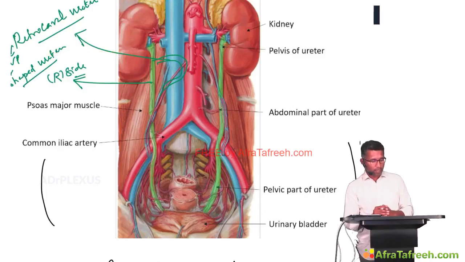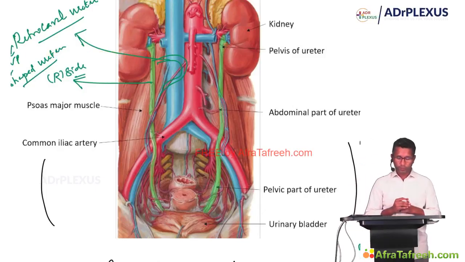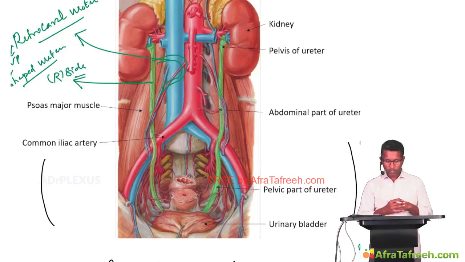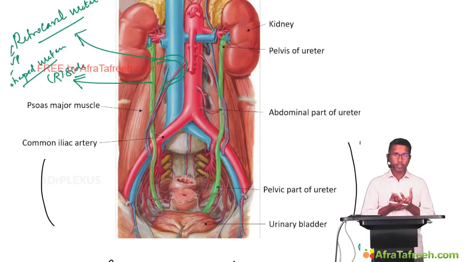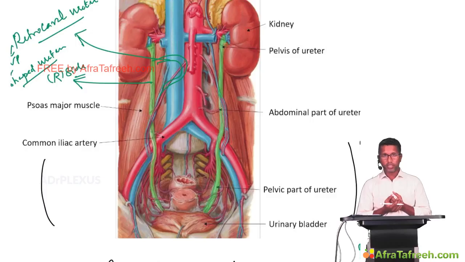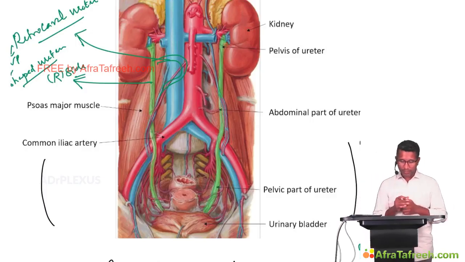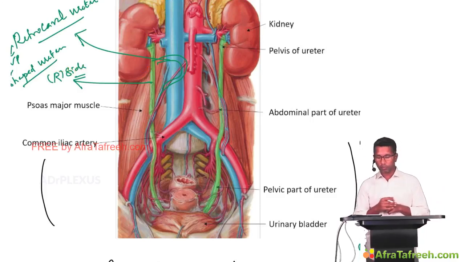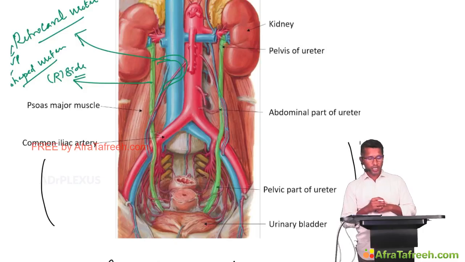And when this ureter enters into the urinary bladder, I hope you all know that below the urinary bladder there is a structure called the prostate. When the prostate enlarges, again it gives a classical appearance. We'll discuss that when we come to the prostate. So here it is called a J-shaped ureter.